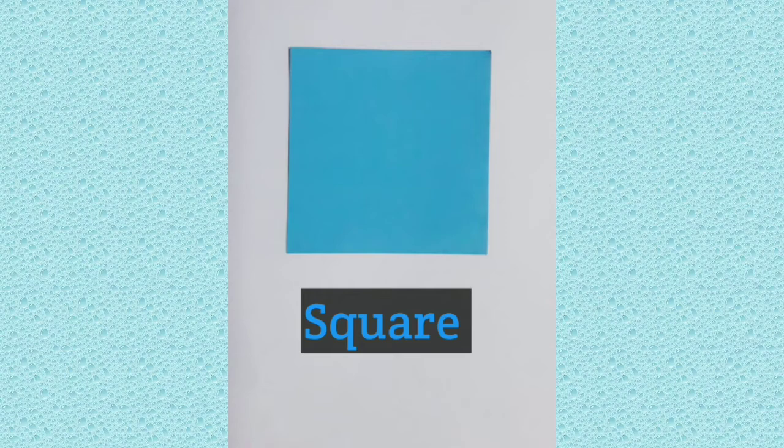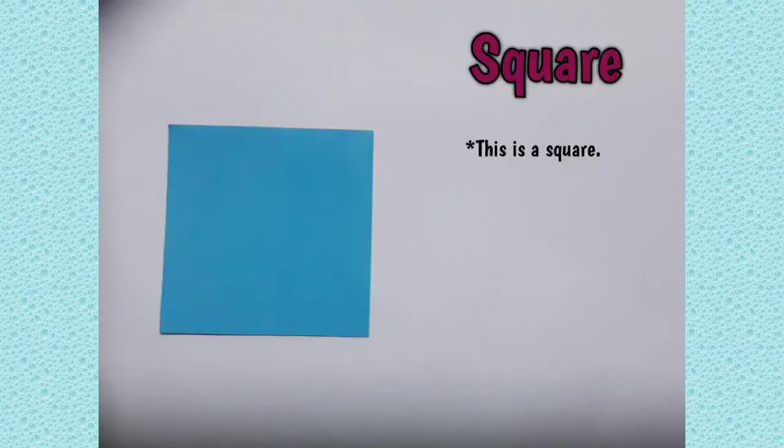Square. This is a square. Children, which shape is this? This is a square. A square has 4 sides. How many sides are there in a square? A square has 4 sides. Now let's see the 4 sides of the square.